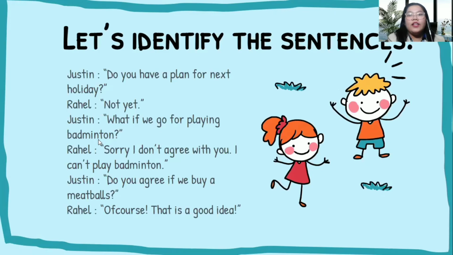Okay, now let's identify a longer conversation. Justin and Rahel. "Do you have a plan for next holiday?" "Not yet. What if we go for playing badminton?" "Sorry, I don't agree with you. I can't play badminton, Justin." "Do you agree if we buy a new ball?" "Of course, that's a good idea." Now, from this conversation, can you identify how many expressions are there?